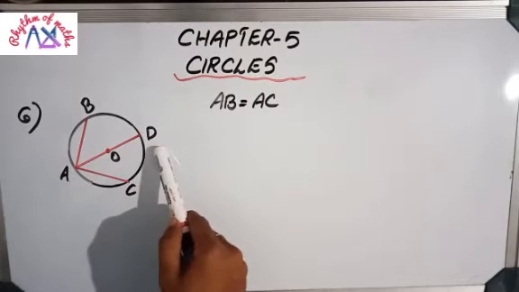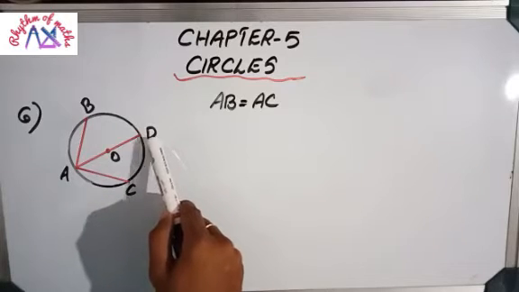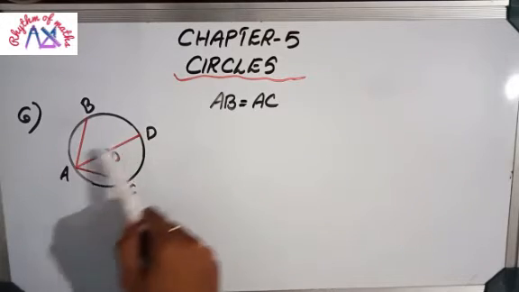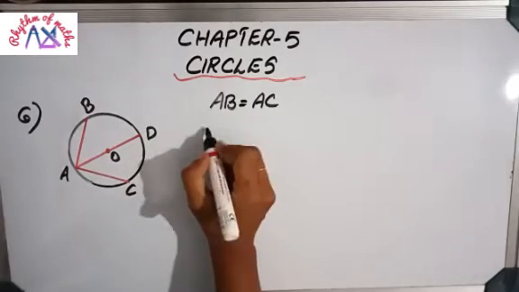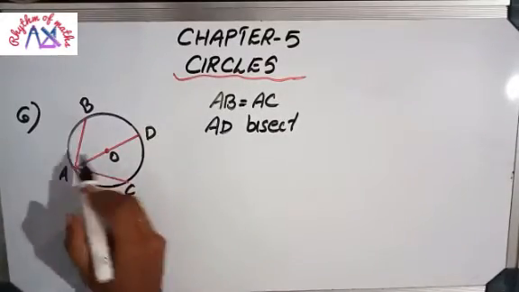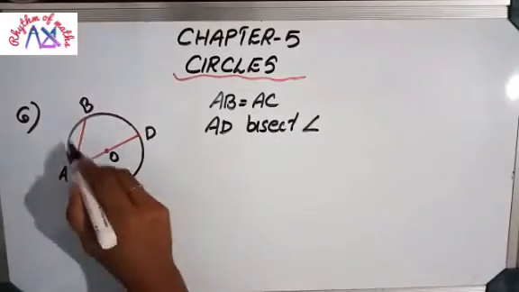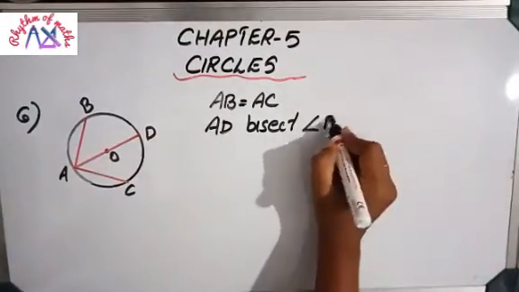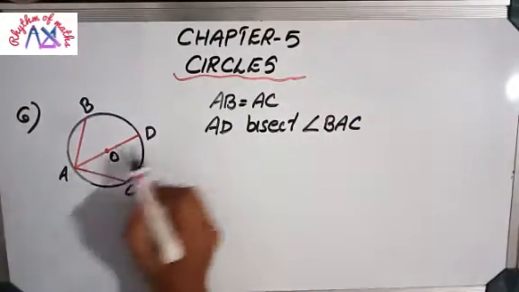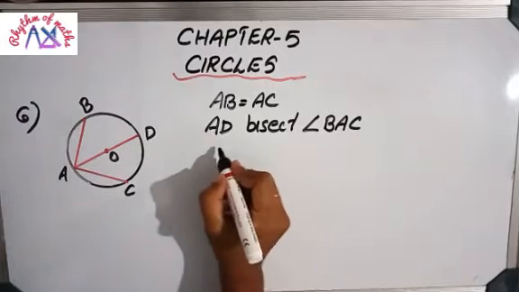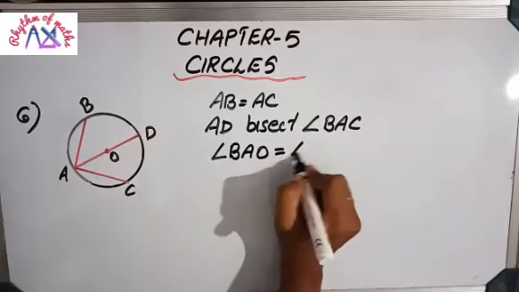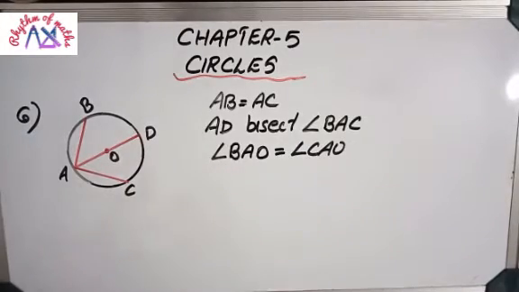We have to prove that this diameter bisects the angle between these two chords. Okay, this diameter AD bisects what? The angle between the two chords means which angle? It is angle BAC. AD bisects means that the diameter divides the angle into two equal halves. That means angle BAO equal to angle CAO. This is what we need to prove.